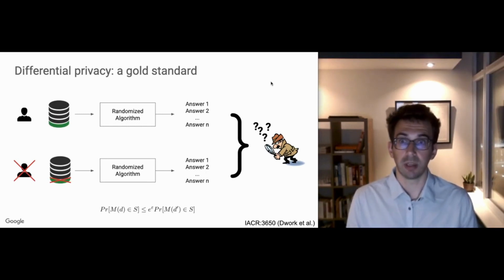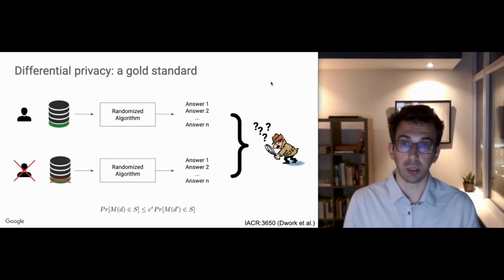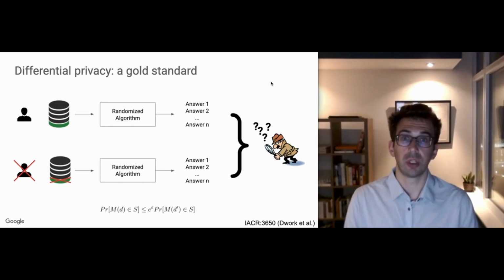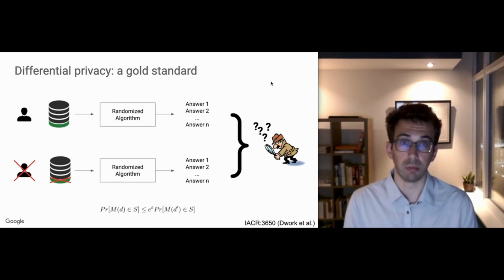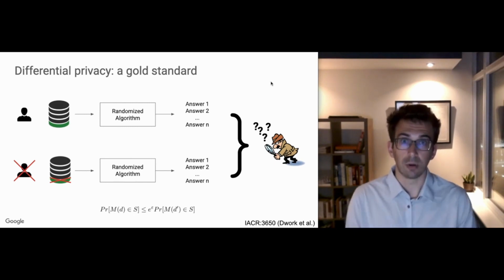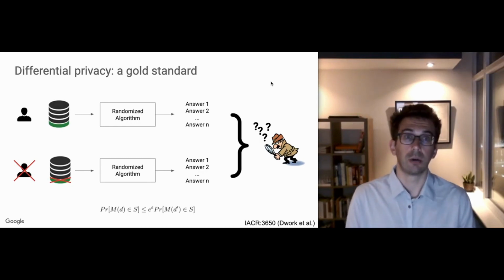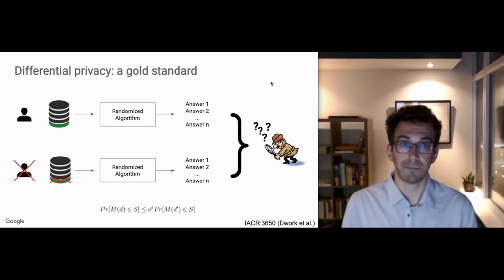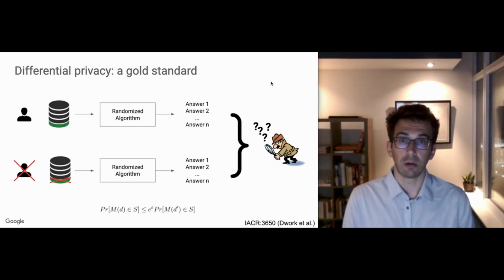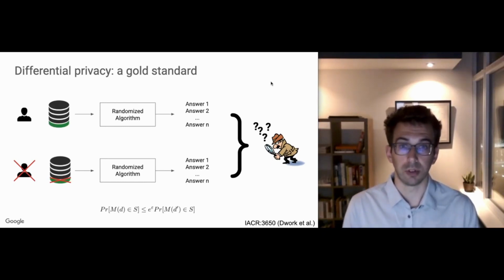In the example that I give here, the dataset at the top of the screen contains the record that corresponds to one individual in particular, whereas the dataset at the bottom of the screen is identical with the exception that it does not contain that very record. So we want the learning algorithm M to train models from these two datasets in a way that the outputs of the training algorithm are indistinguishable to an adversary.